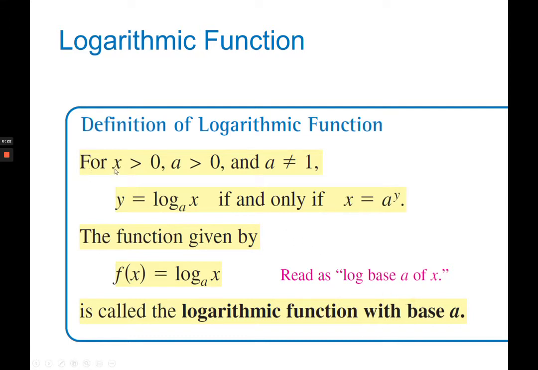Logarithm is defined as follows: for x greater than 0, a greater than 0, and a not equal to 1, y is equal to logarithm base a of x if and only if x is equal to a raised to y, because a logarithm can be rewritten in its exponential form. The function given by logarithm base a of x is called the logarithmic function with base a.